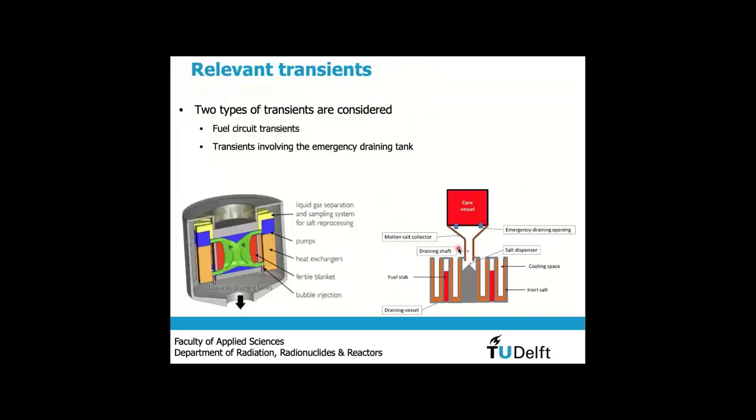So what kind of relevant transients are of interest for such a system, outside of the complete steady state modeling, of course, which is also very important, which you always start with if you do multiphysics modeling. There are two types of transients that you can superimpose on that. You could categorize them into fuel circuit transients, so everything to do with, let's say, the core and the primary circuit over there. And the second is transients that involve the emergency draining tank.